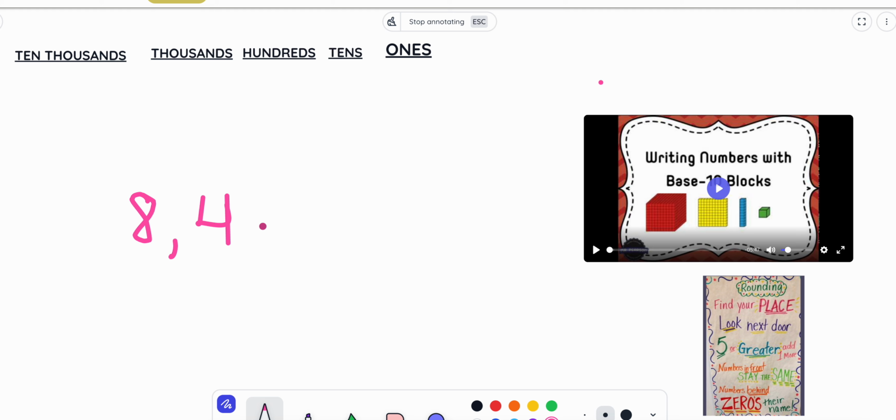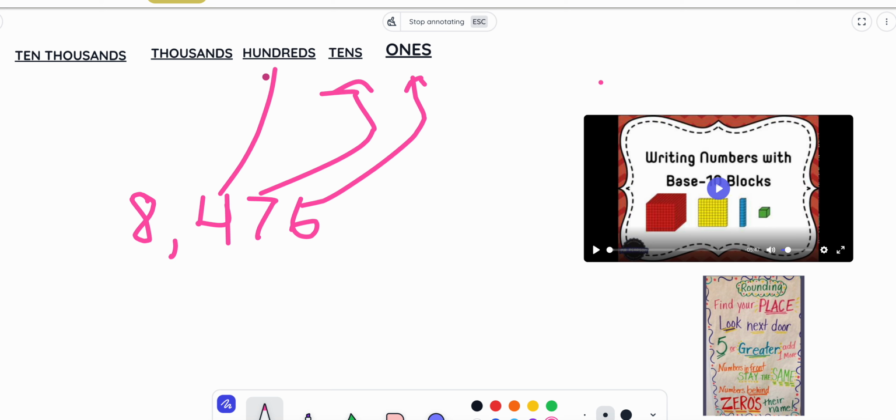Our new number, 8,476. So, once again, I'm going to have my 6 go to my ones, my 7 to my tens, my 4 to my hundreds, and my 8 to my thousands. Because I said that number, right? 8,476. So now I'm going to write it that way, okay? 6 is my ones. Tens was my 7, so that's equal to 70.